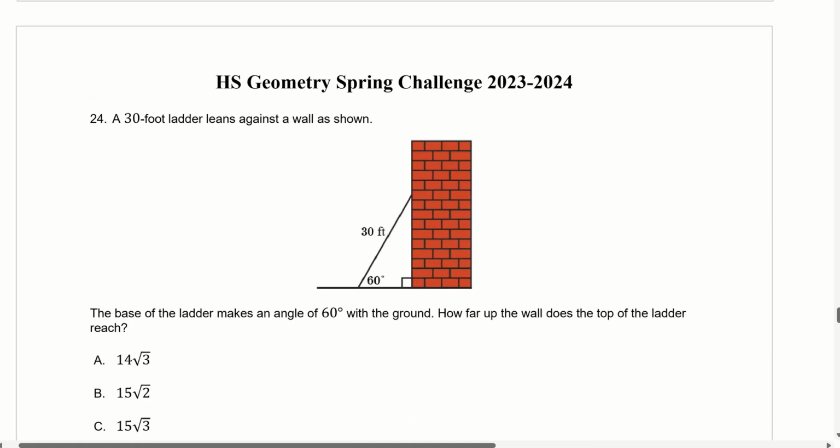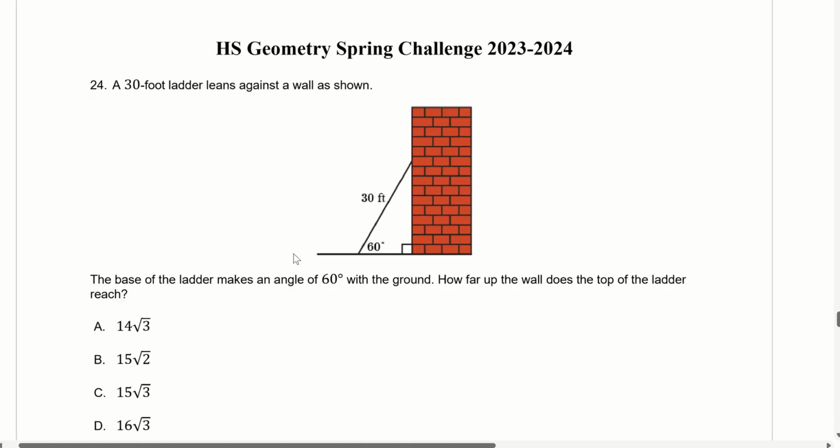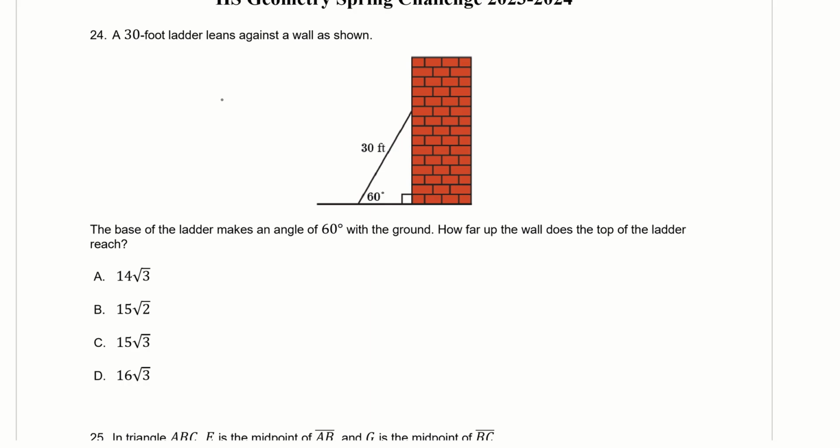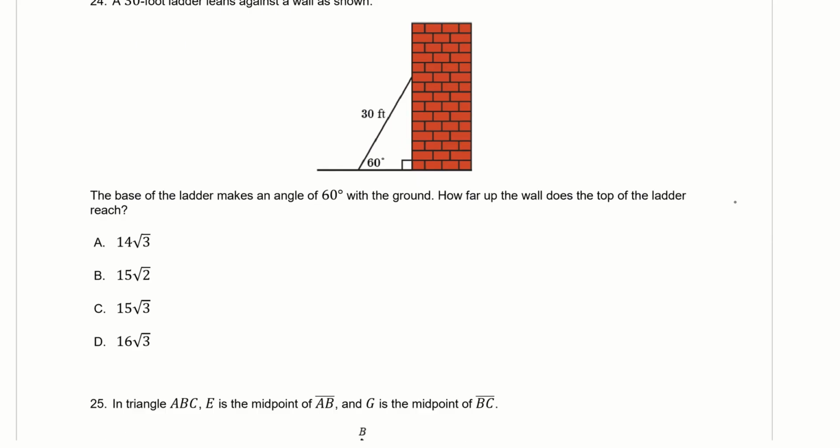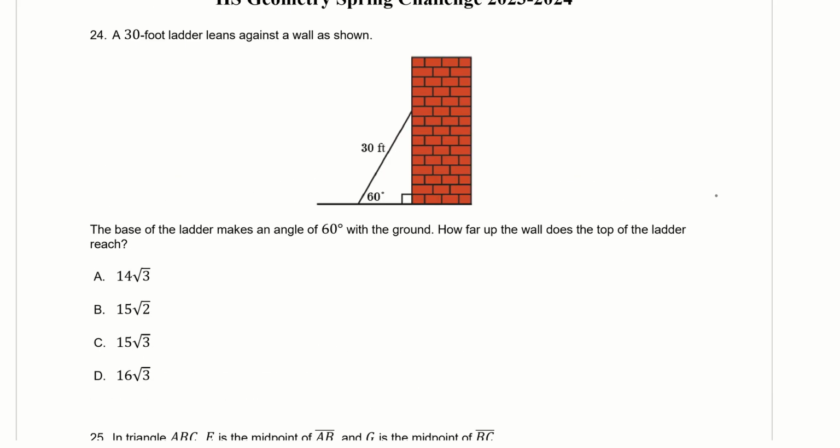So number 24. It says a 30-foot ladder leans against a wall as shown. The base of the ladder makes an angle of 60 degrees with the ground. How far up the wall does the top of the ladder reach? Okay, so we're going to go how far up the wall. This is a right triangle. We are looking for X, how far up the wall.